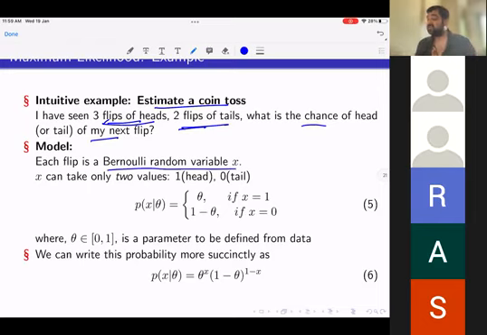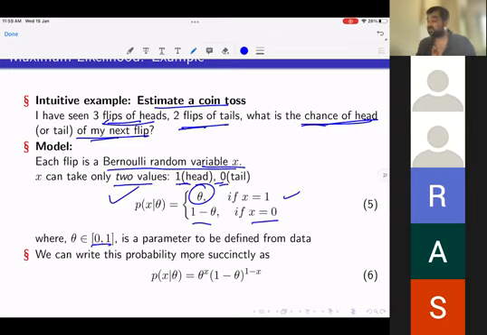So the model is a Bernoulli random variable. Let's say each flip is a Bernoulli random variable x. x can take only 2 values, 1 and 0. The Bernoulli random variable is given by this: the probability is theta if x is 1, and the probability is 1 minus theta if x is 0. So 1 is head and 0 is tail. We are actually trying to find this theta, because that is my question: what is the chance of head for my next flip? Theta is a parameter between 0 and 1.